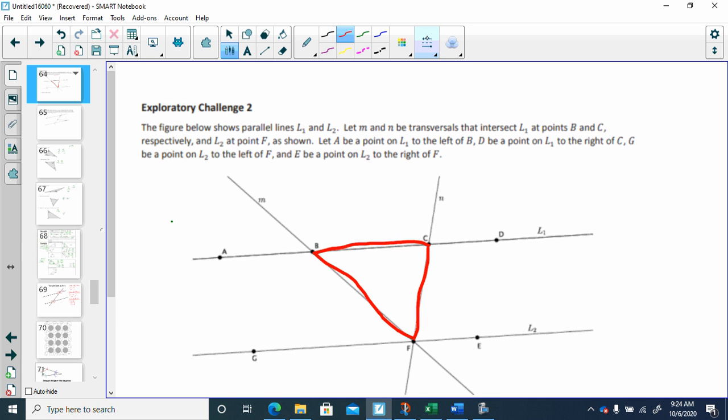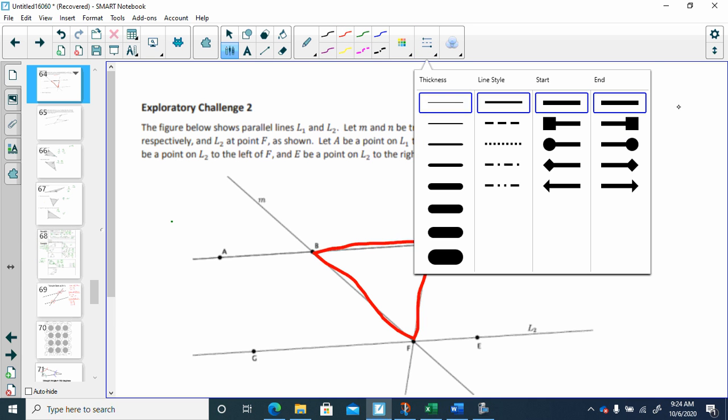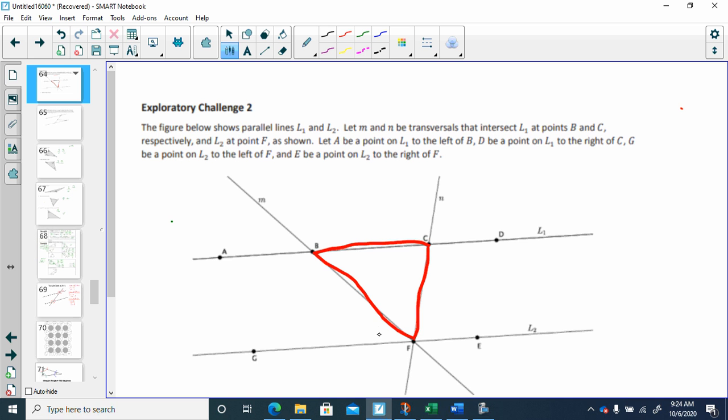Now, the first thing I'm going to do is number these angles, okay? So I've got something to work with. I'm going to call this angle 1, 2, and 3. I'm going to call this angle 4 and 5.